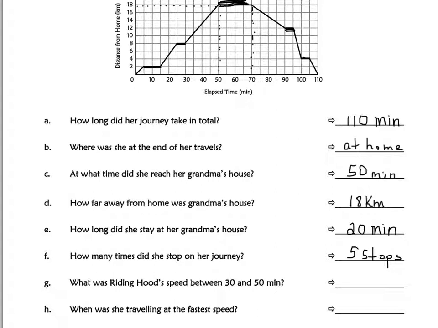And what was Riding Hood's speed between 30 and 50 minutes? So from 30 to 50 minutes, 30 has a height of 8 kilometers. 50 has a height of 18 kilometers, so that would be 10 kilometers. And the time from 30 to 50 is 20 minutes. So that would be 0.5 kilometers per minute.